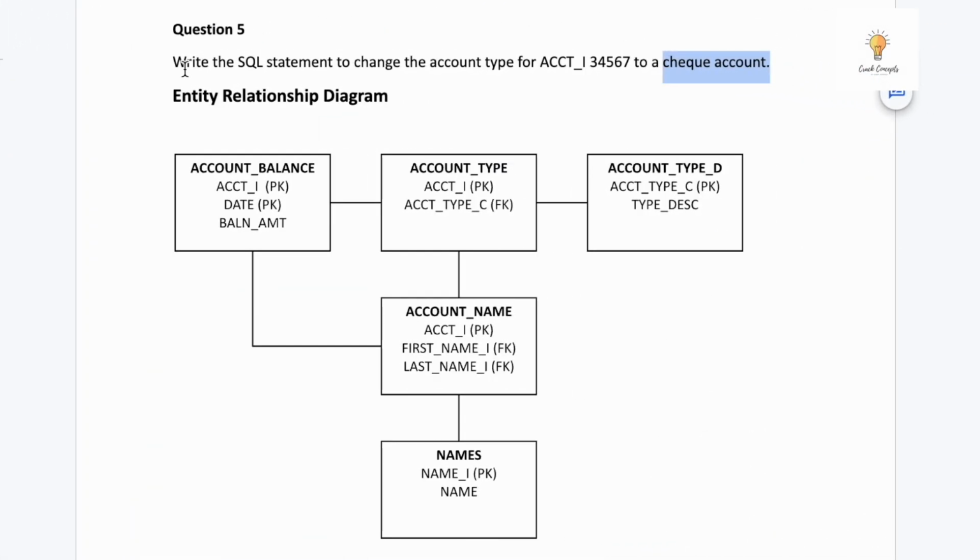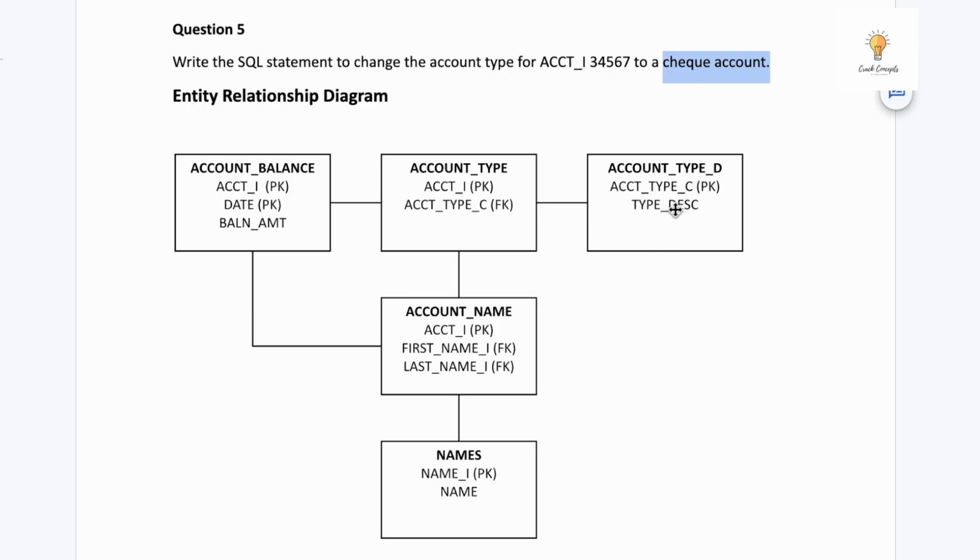Question number 5 is: write the SQL statement to change the account type for account number 34567 to a check account. Now let's find out account numbers. Where are account numbers in our tables? So account underscore I is over here, account underscore I is over here, and account underscore I is over here. Now let's find out where we can find check account. Check account is actually account description, which is over here.